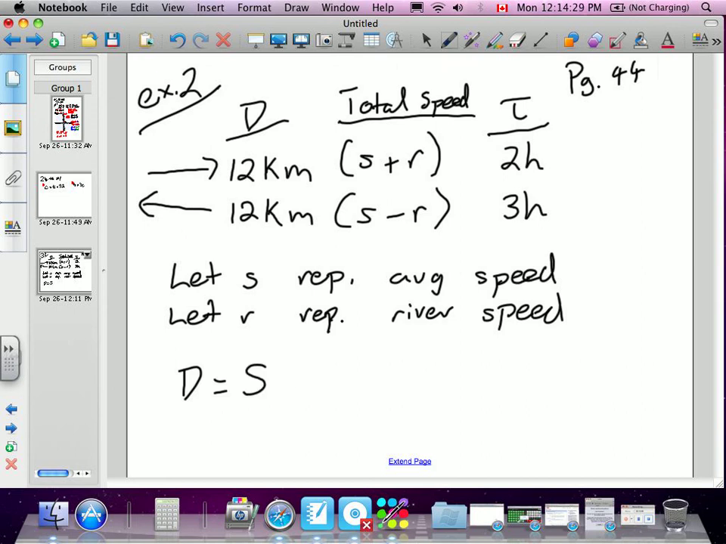Okay? So for our equation 1, our distance is 12 kilometers. Our speed is our average speed plus the river speed. And we have to multiply that by our time. How much time did we spend? 2 hours. Equation 2, same distance. This time our speed was hindered by the river, and it took us 3 hours. Okay?